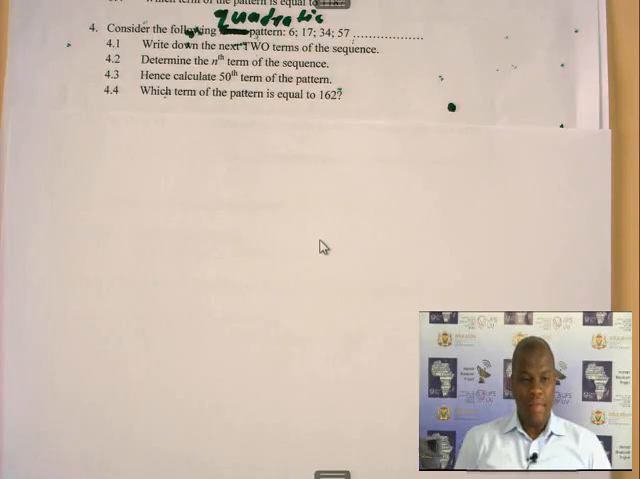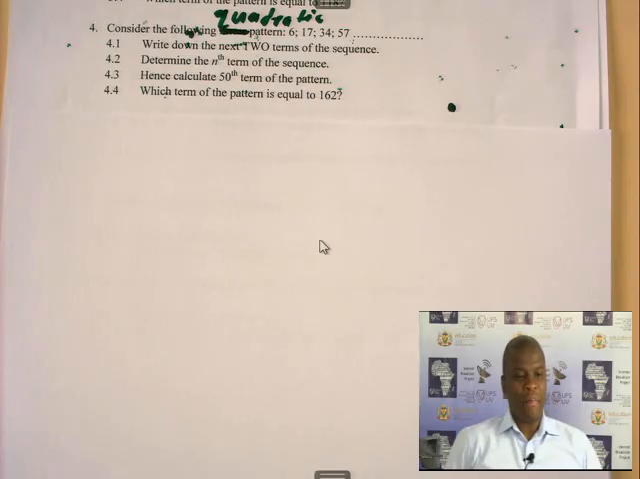Consider that quadratic pattern and answer those questions. 4.1, write down the next 2 terms of the pattern. 4.2, determine the nth term of the sequence. 4.3, hence calculate the 50th term of the sequence. And the last one, 4.4, which term of the pattern is equal to 162?